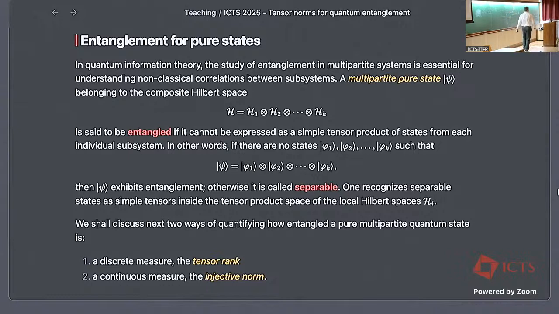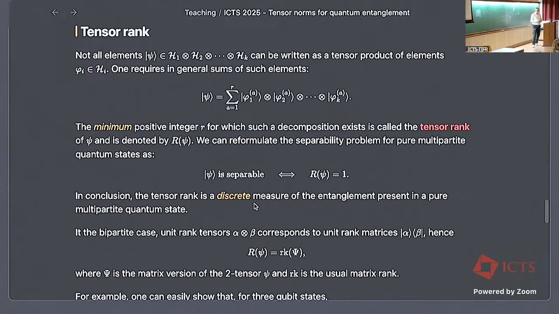Good, let's start with the rank. It's clear that any vector in a tensor product can be decomposed as a sum of simple tensors. And the rank is simply the minimal number of terms in such a sum. So the rank R of psi is the minimal R such that psi can be written as the sum of R tensor products. Of course, if you're separable, it means you can write it as just a tensor product, so R is 1. And entangled vectors have R equal to 2, 3, or more.